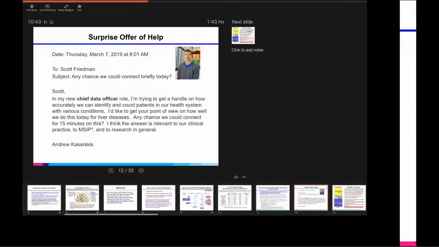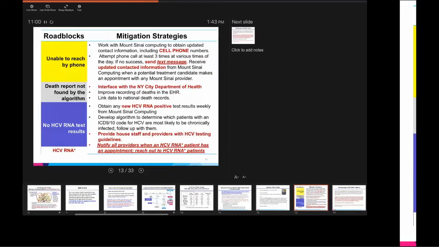So from this, we kind of got some action plans. Well, the phone is a problem because nobody answers the phone. Yeah. Because they're always speaking Chinese on the other end. Yeah. So we got this surprise offer of help from Andrew, who has a very big, beefy team behind him and can actually provide lots of help.